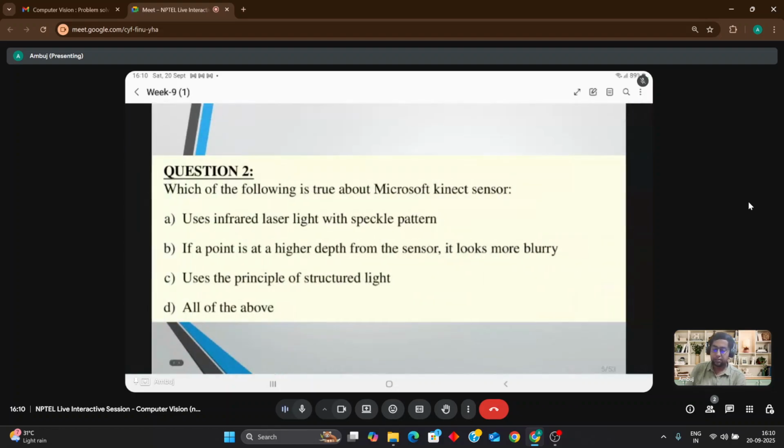Going forward, please try to take a note of it. Which of the following is true about the Microsoft Kinect sensor? The Microsoft Kinect sensor uses infrared laser light with a speckle pattern, or if a point is at higher depth from the sensor, it looks more blurry, or it uses the principle of structured light, or all of them.